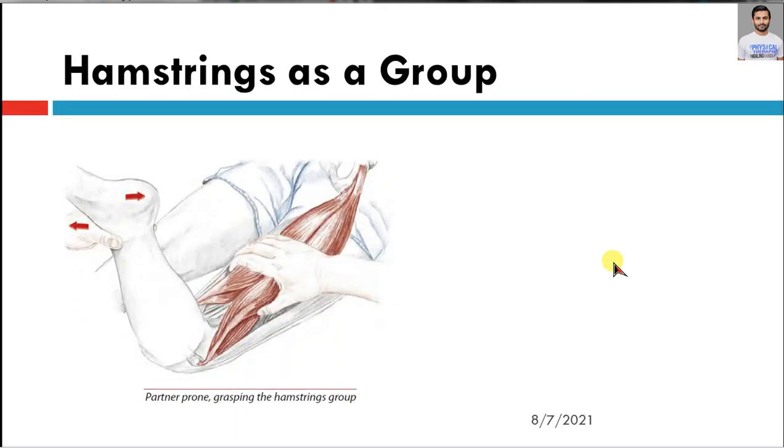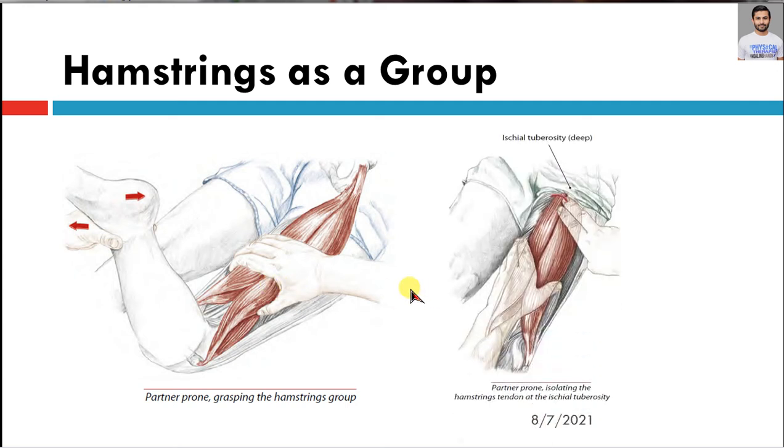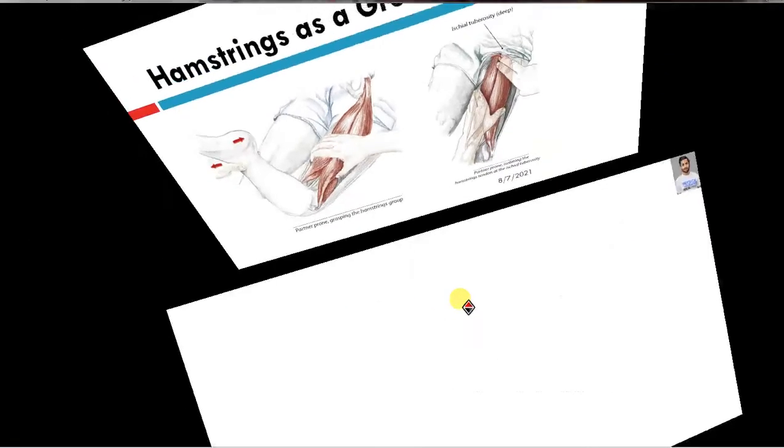So collectively, the hamstrings as a group, you can get a hold of these muscles when the knee is flexed and the patient is in prone lying position. You can grasp these muscles and feel for their insertion in the ischial tuberosity. So the ischial tuberosity is the site of attachment for these muscles, and then they come down to the tibia.